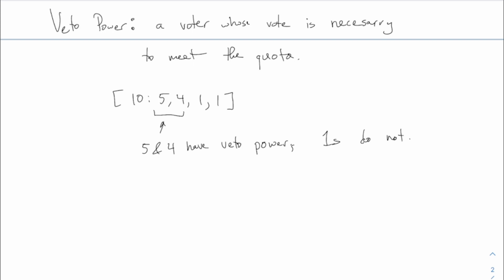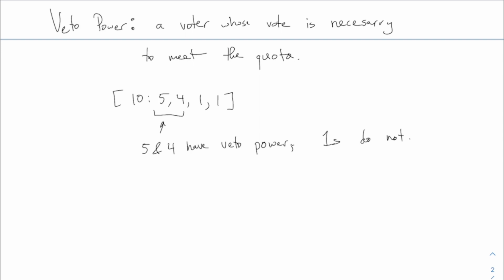This is slightly confusing because it is true that you need one of the 1s in order to make it to 10. But as individual voters, neither of them is necessary in order to make it to the 10. Any questions about that? I have a bunch of examples for us to try.